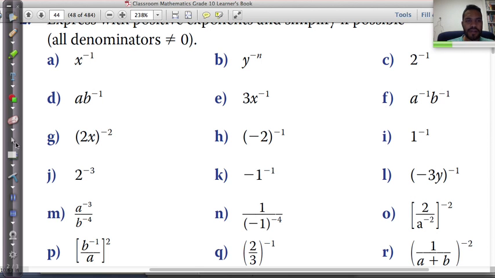Press pause in the video now and do this entire left-hand column for me. A, D, G, J, M, P. And then press pause.